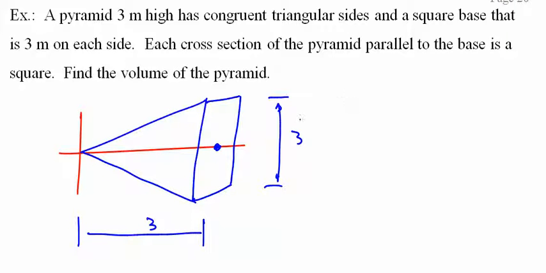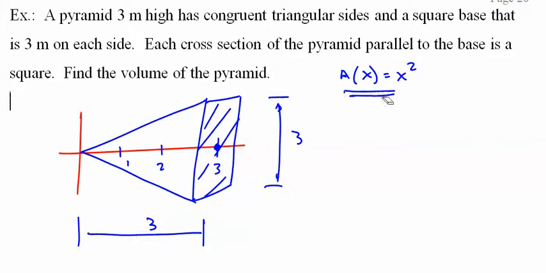Well, this is with respect to the x-axis. The area is just x squared, because this is 3 and the area of the base is 3 squared. It's going to be the same thing over here at 1 and 2. At 1 it's going to be 1, at 2 it's going to be 4, at 3 it's going to be 9, so it's x squared. We just very simply say the volume is the integral from 0 to 3 along the x-axis of x squared dx.